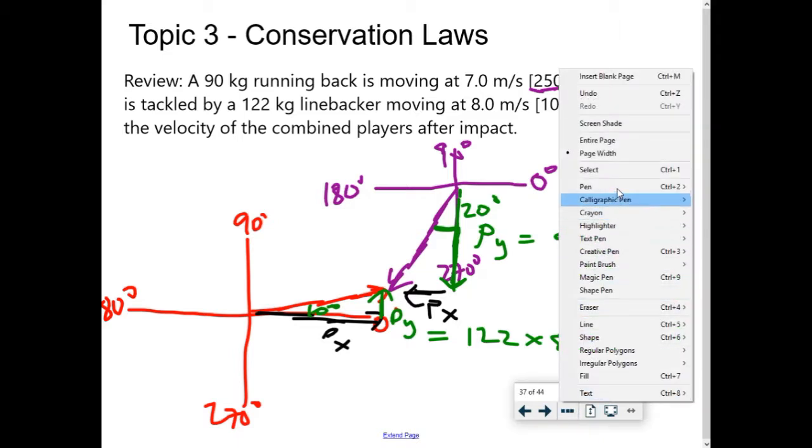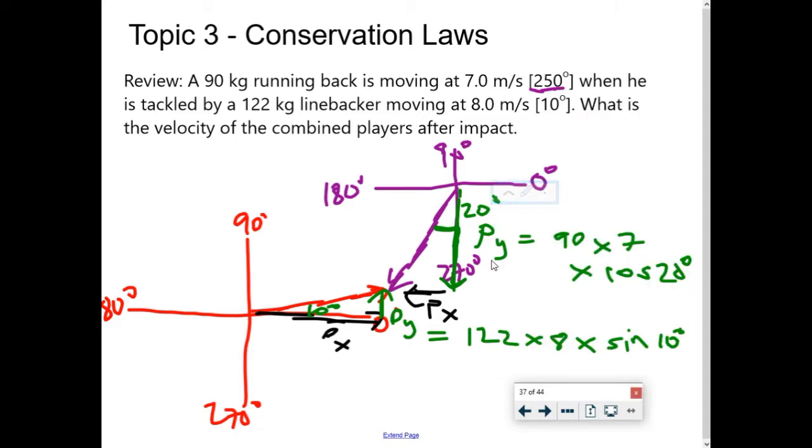We also need to calculate the x components. So this side right here, I'm talking about this little guy right here. This is the running back again, right? So it's still 90 by 7. But if this side right here is the 20, the x right now is the opposite, so that would have to be cosine of 20.